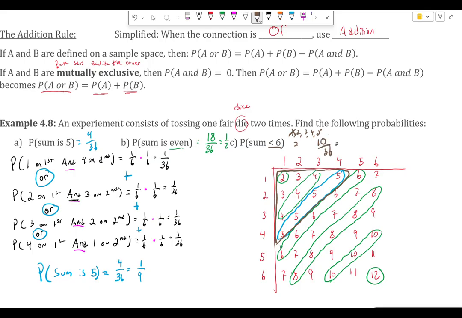And then from here we could reduce this. We could divide top and bottom by 2, and we would get 5 out of 18.